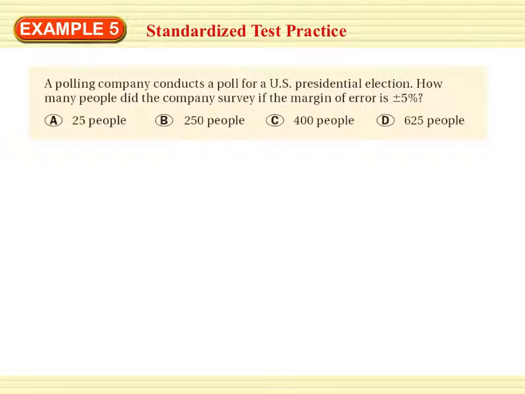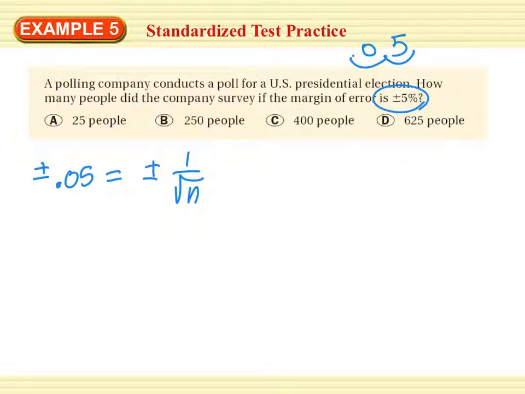Try another one. A polling company conducts a poll for a U.S. presidential election. How many people did the company survey if the margin of error is plus or minus 5%? So now we need to work the equation backwards. We have 5%, which we change into a decimal by going this way, 0.05, and that's going to equal plus or minus 1 over the square root of n. Okay, we're going to square both sides. It's actually easier than what we did in the warm-up.